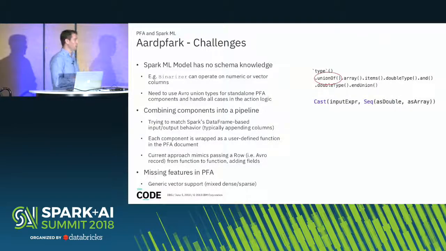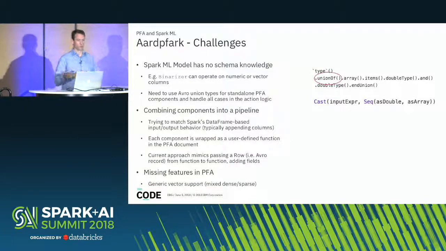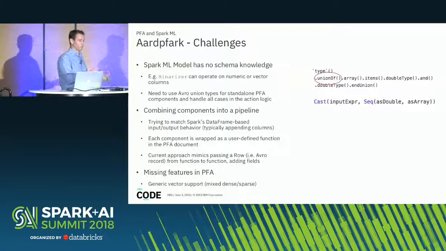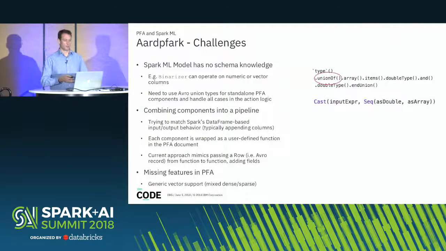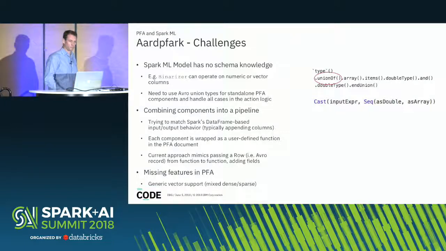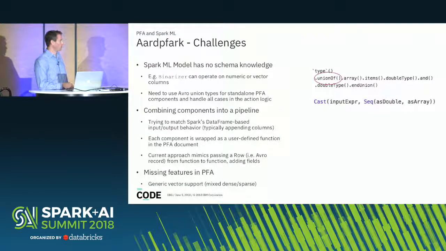So really we aim to pass a record, or an Avro record, from transformer to transformer, and we merge each of those components. So first we convert that individual component from Spark into PFA, and then we merge them together, and we wrap each component as a user-defined function in the merged document. So it ends up being fairly verbose, but fortunately, you're not really expected to read through the JSON, and it's just for machines. So it does work, but certainly it makes life a little bit more complex.